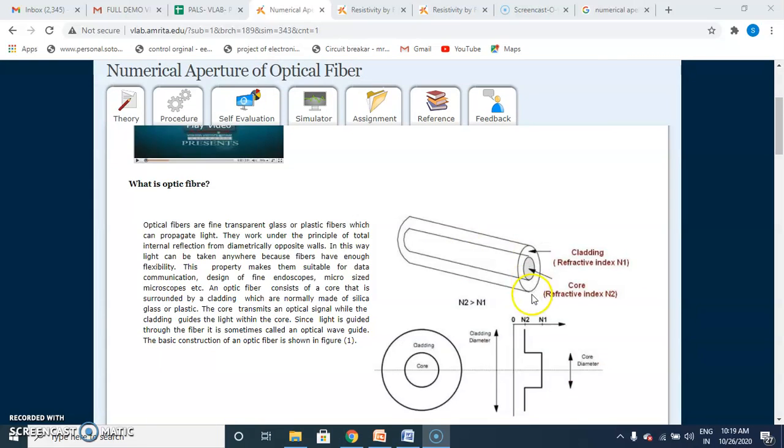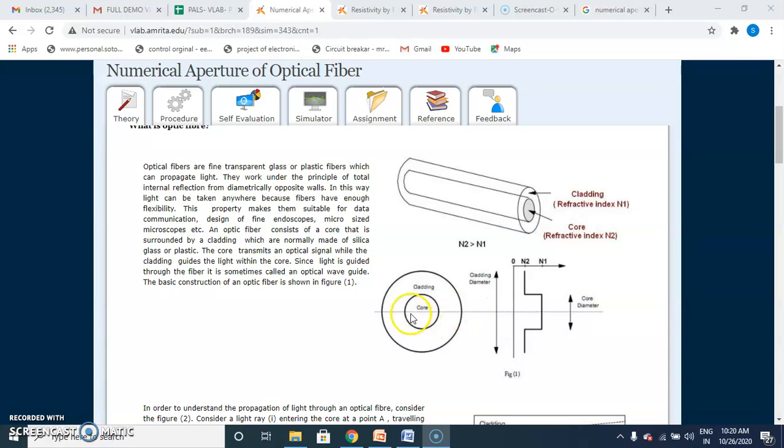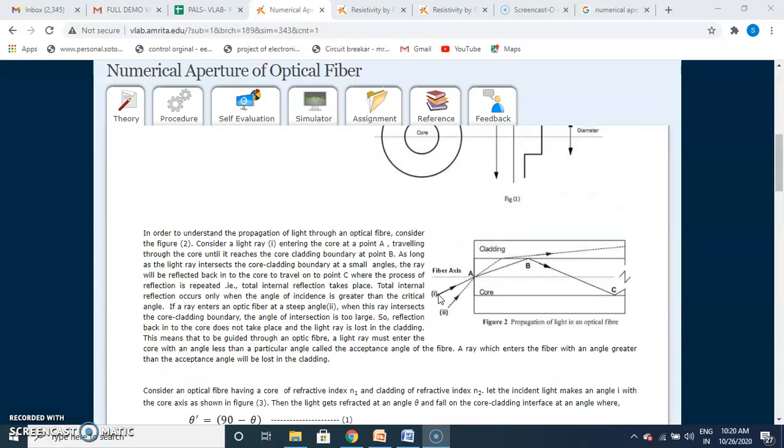What is optical fiber? We know that optical fiber is a thin transparent wire which is used to carry data from one end to another end, especially for communication purposes. It consists of a core of refractive index n1 and a cladding of refractive index n2. This is the core, and the core is surrounded by the cladding, and they both have different refractive indices. n1 is the refractive index of the core, n2 is the refractive index of the cladding.